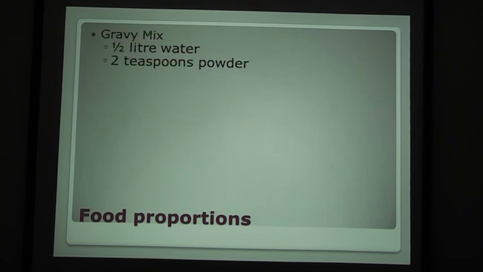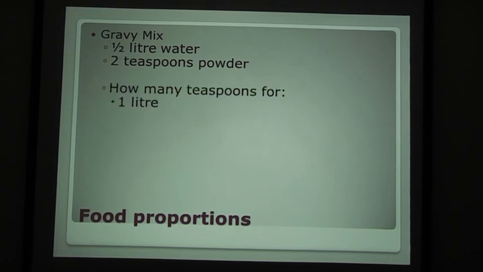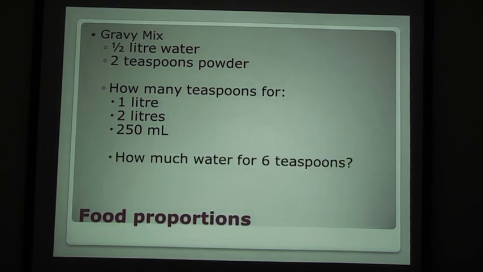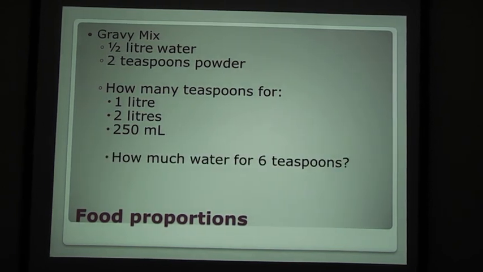So following on from last session, let's use a food theme again to try and understand how the parts and proportions stuff works. If we had to make a gravy mix, for example, you've got half a litre of water, 2 teaspoons of powder. How many teaspoons for 1 litre? 2 litres or 250 mils. How much water for 6 teaspoons? That's the sort of questions that we're expecting you to answer with parts and proportions.